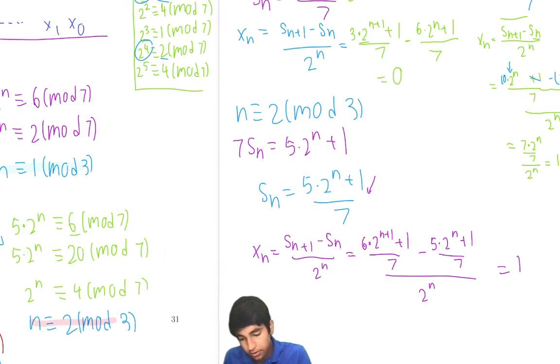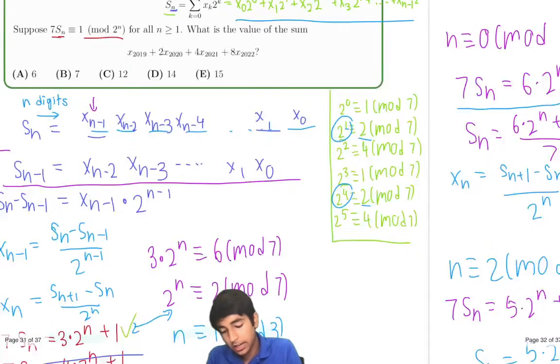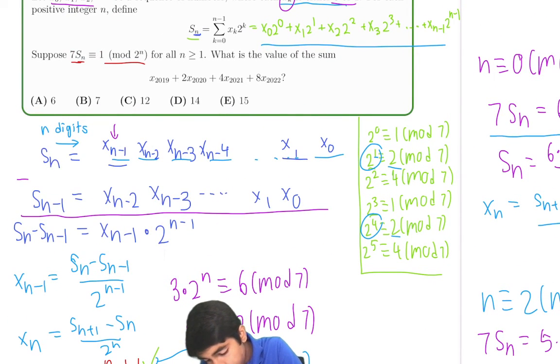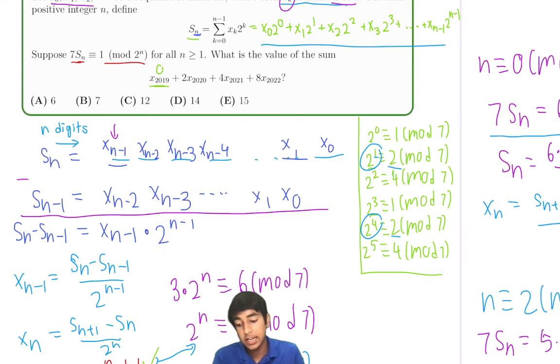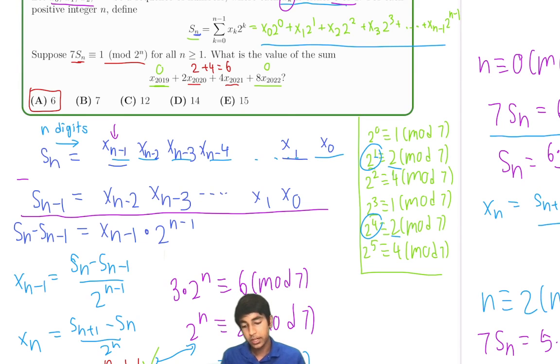So as you can see, x of n equals 1 if n is 1 or 2 mod 3, but not if it's 0 mod 3. Now looking at our problem, we see that x of this quantity is 0, right? Because 2019 is a multiple of 3. Similarly, 2022 is a multiple of 3, so that's 0. But these quantities are 1 and 2 mod 3. So x of 2020 is 1, x of 2021 is 1. This is 2 plus 4 equals 6. Our answer, A. Let's recap.